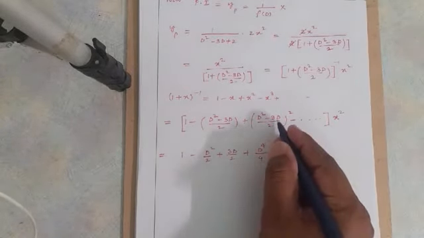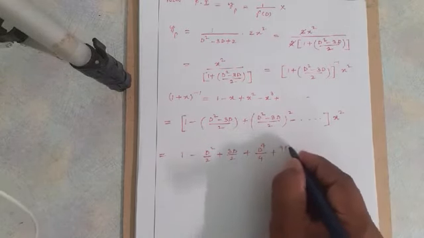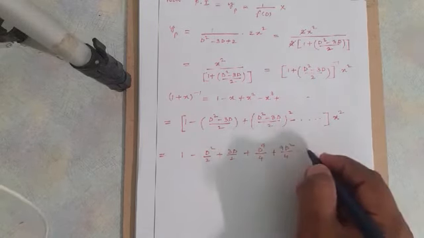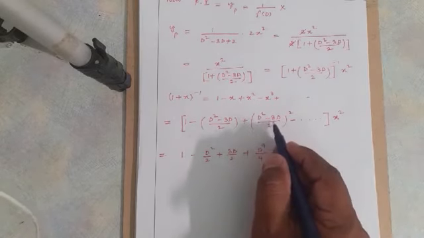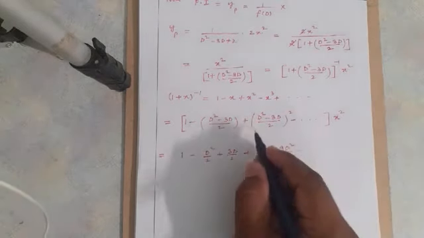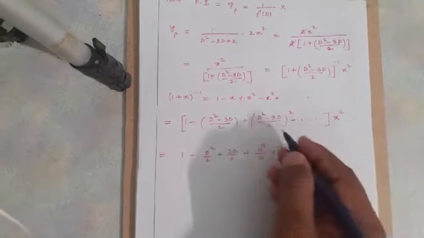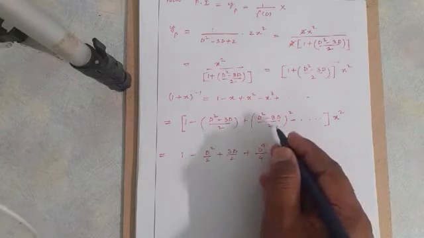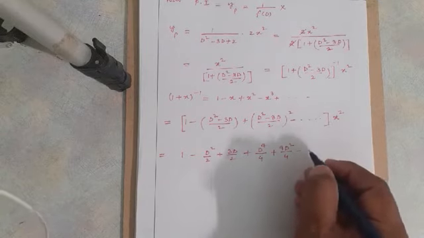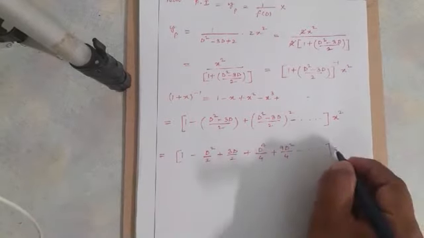Then we have a² plus b². b² is nothing but here 3D/2, so if you square that, you get 9D²/4. Then a² plus b² minus 2ab, where 2ab is nothing but 2 into D²/2 into 3D/2. You can leave that also, because if you take the higher term and differentiate it, it becomes 0. So put the bracket here, and then we can write x² also.